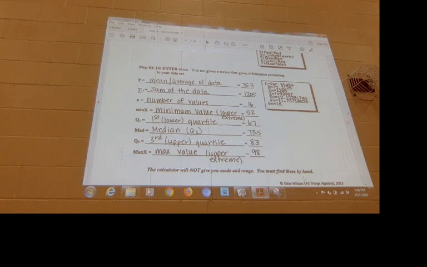The stapled packet is for you to practice all of that and practice using your calculator.